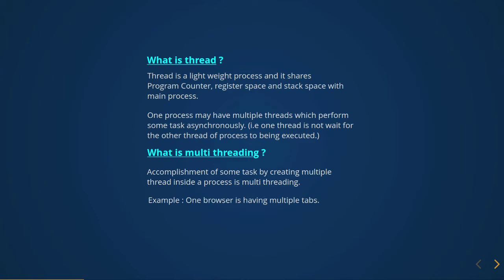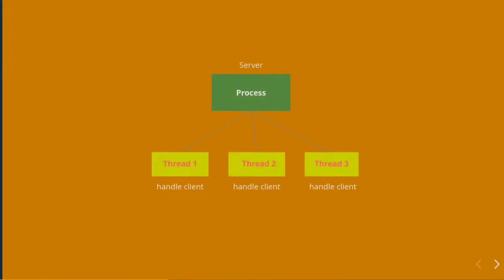So what is multiple threading? Accomplishment of some task by creating multiple threads inside a process is multiple threading. For example, let us look at a browser. One browser is having multiple tabs. A browser is a main process, and the multiple tabs are the threads. These are the lightweight programs, you may say. Okay, so let us head back next.